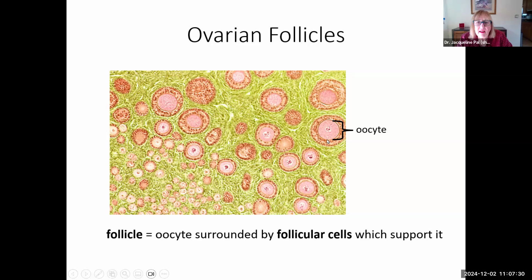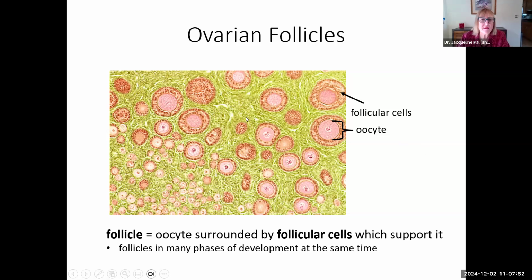So here is an oocyte. This is its nucleus in the middle, and this is the oocyte. This is quite a large oocyte. In other follicles, you can see that the oocytes can be quite small. And then these brown cells surrounding them, these are the follicular cells.